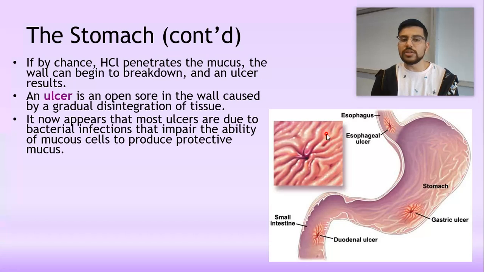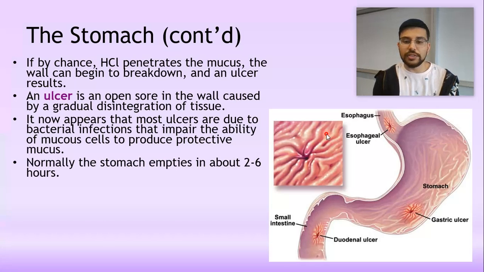Now, it looks like most ulcers happen because of bacterial infections that prevent mucus cells from producing mucus. If mucus cells are unable to produce mucus, your acids will start to burn away at different parts of your digestive tract. In particular, there's your esophagus. If acid splashes into your esophagus, that can cause an ulcer up here. It could cause damage in your stomach itself, or even into your intestine. It can cause some damage there.